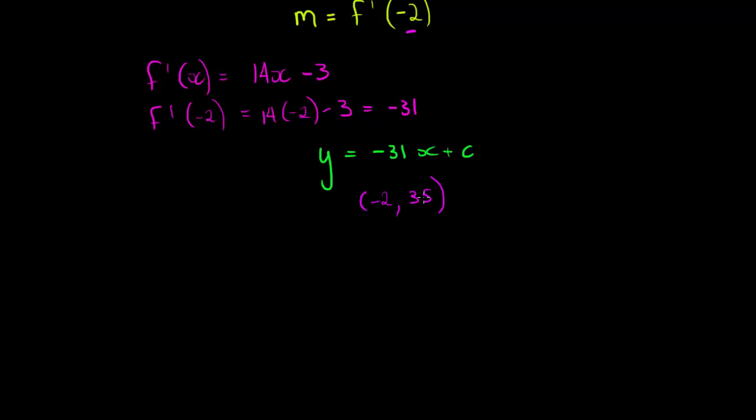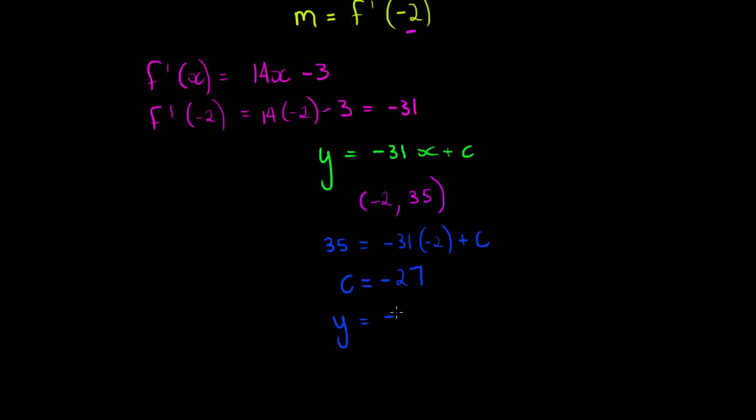Okay, they're just temporary replacements for y and x. So we've got 35 is equal to -31 times -2 plus c. -31 times -2 gives me +62. When I subtract 62 from the other side, I get 35 minus 62, which is -27. So c is equal to -27, and that's it. Here's my final answer.